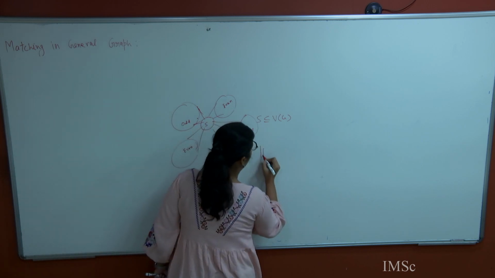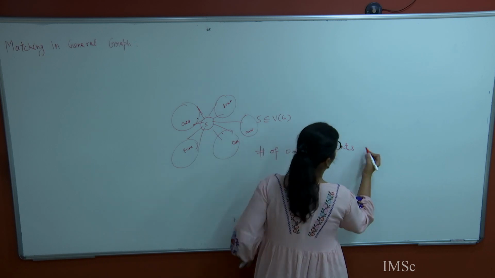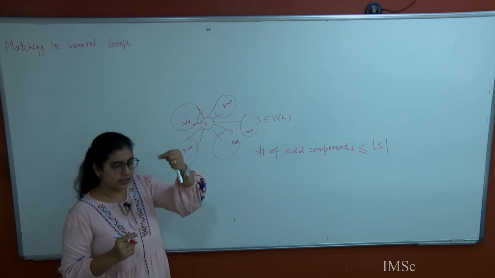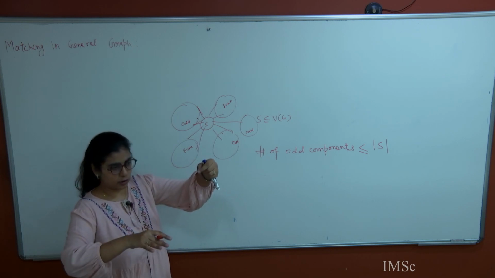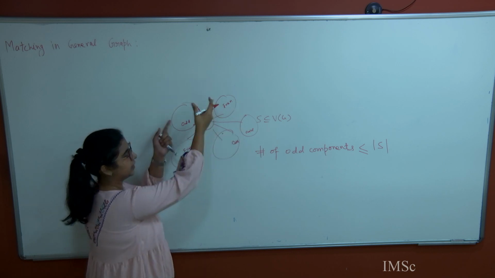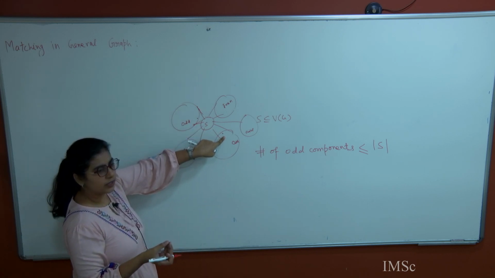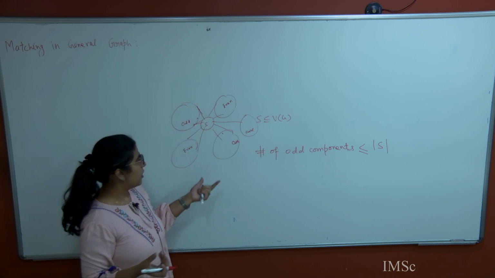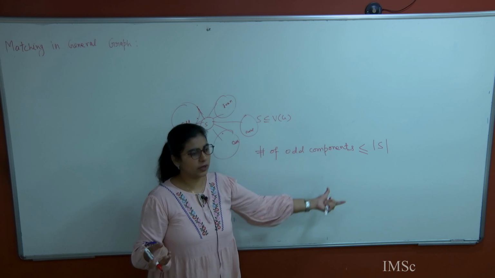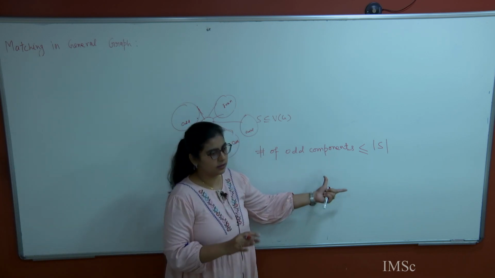So here the number of odd components should be at most the cardinality of S, because in every odd component there is at least one vertex which is left which cannot be matched inside the component, and so that can be matched in S only, right? Because in G minus S, after removing this, I am getting these components. So this cannot be matched with any other component, right? So the only choice to match these remaining vertices is S. And such a vertex exists for every odd component. So the number of odd components should be at most the cardinality of S, then only I will be able to match, right? So this is a necessary condition. This is necessary to have a perfect matching.